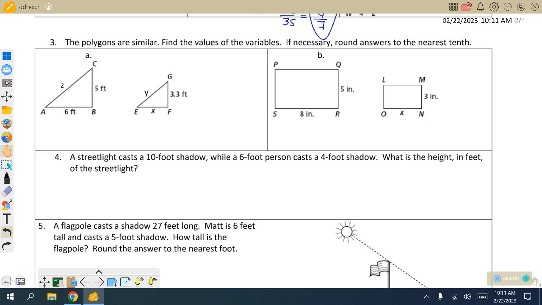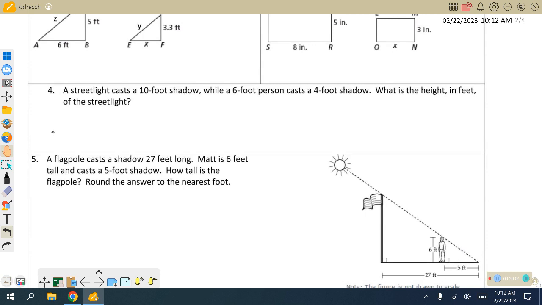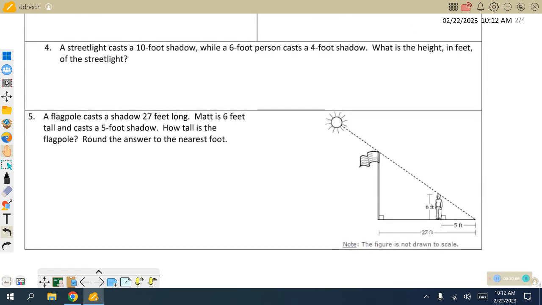We don't know it's a right triangle. Nothing tells me that. So Z and Y we can't do. Just X is all we can do on that one. So scratch out Z and Y. All right, down below, number 4, we're going to get into drawing pictures. Okay.